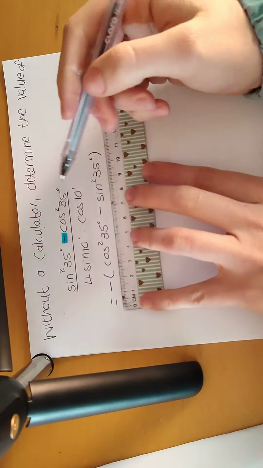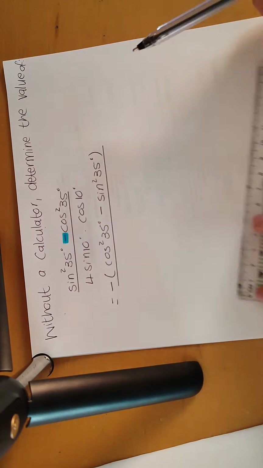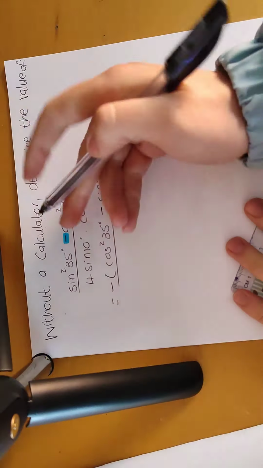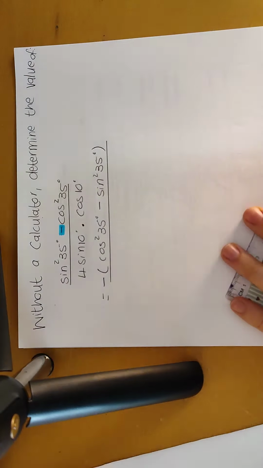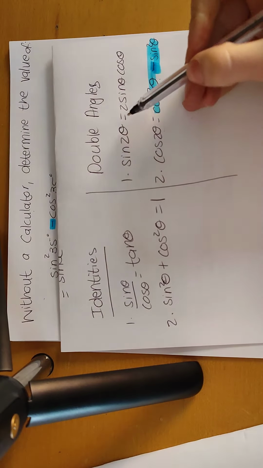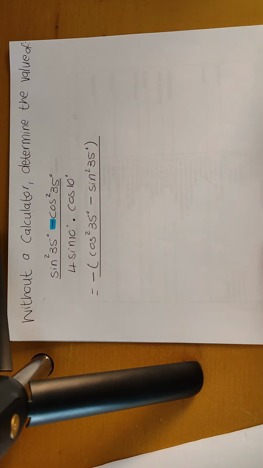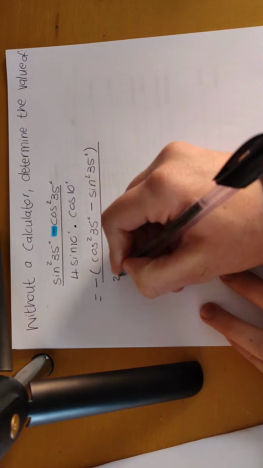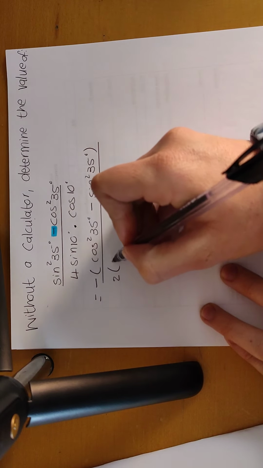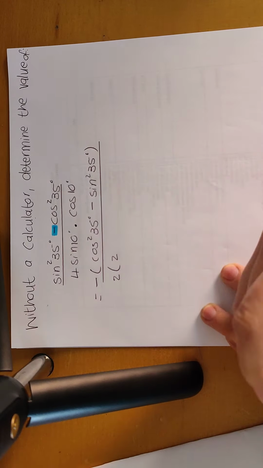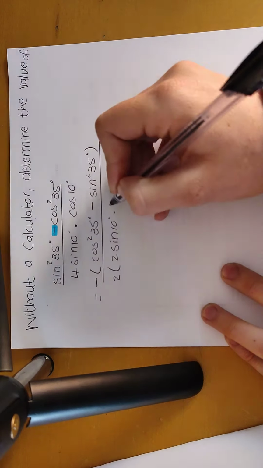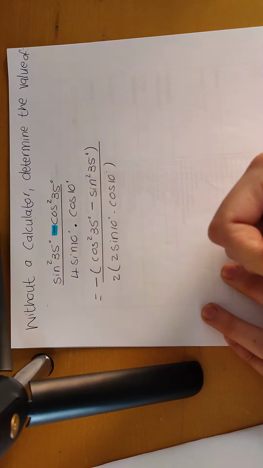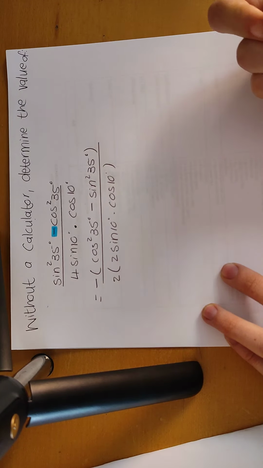Okay. Now next, I see a sine 10 times cosine 10. They have the same angle. But our double angle is 2 times, while the question in the exam states 4 times. What I'm going to do then is take out a 2, and then I'm going to times it by 2. 2 times 2 is going to give me 4. So this is then 2 times 2 sine 10 degrees times cosine 10 degrees. Okay, now I can start changing things.